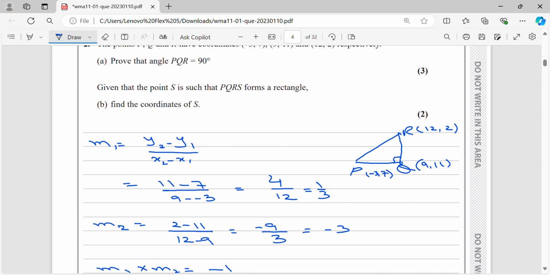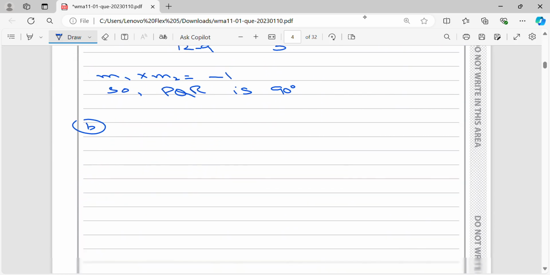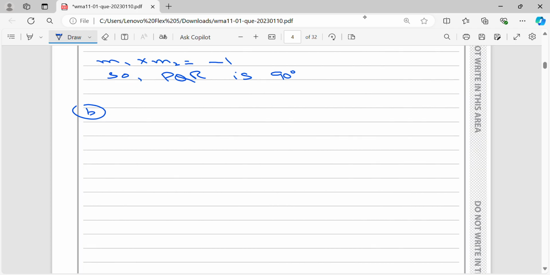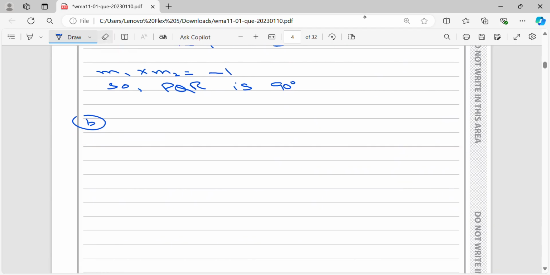Find the coordinates of S given that the point S is such that PQRS forms a rectangle. PQRS forms a rectangle. I think I need to draw it again in a proper way. Let's write down the coordinates of P, Q, R, and roughly sketch it in a coordinate plane.